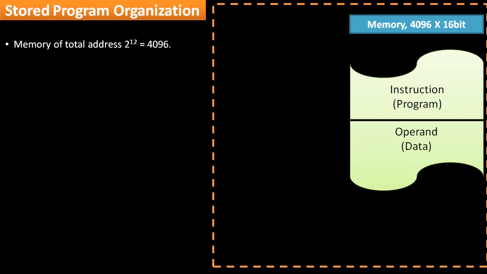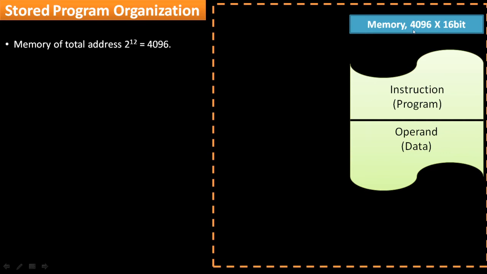Now let us try and understand a simple situation where we can understand the stored program organization. In stored program organization, we have considered a memory module having 4096 locations, each location carrying 16-bit data. In this memory module, one section stores the instructions, and in the same memory module, we are also saving the operands or the data.